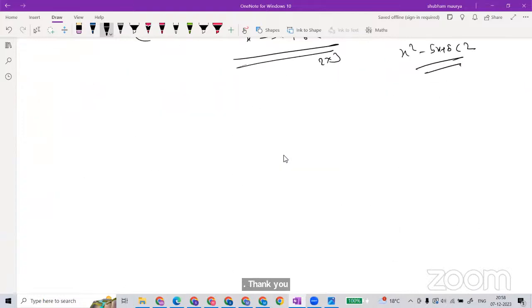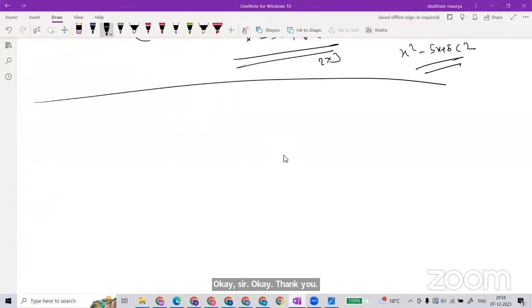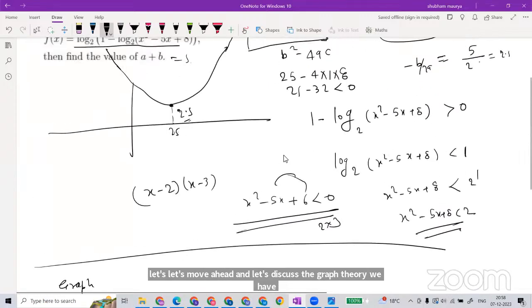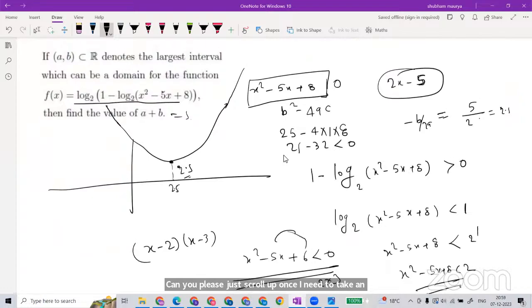Okay, let's move ahead and let's discuss the graph theory we have. Sir, can you please just scroll up once? I need to take an image of the solution. Okay. Yes, sir, done. Thank you.